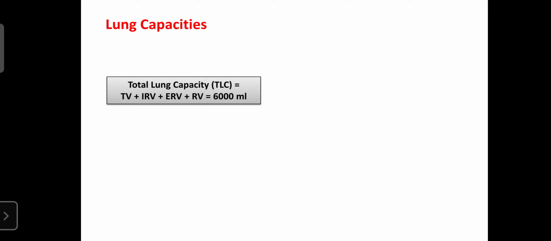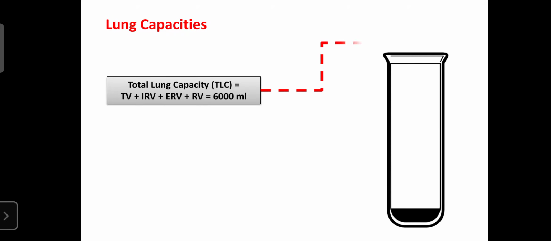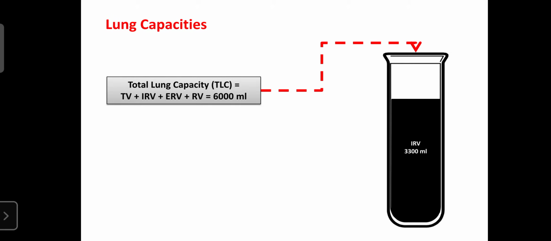About 6 liters. It is calculated as the tidal volume, 500 ml, plus the inspiratory reserve volume, 3300 ml, plus the expiratory reserve volume, 1000 ml, plus the residual volume, 1200 ml, and the total is 6000 ml. That is the total lung capacity, or TLC. Our lungs can be filled with this much air, 6000 ml, or 6 liters.